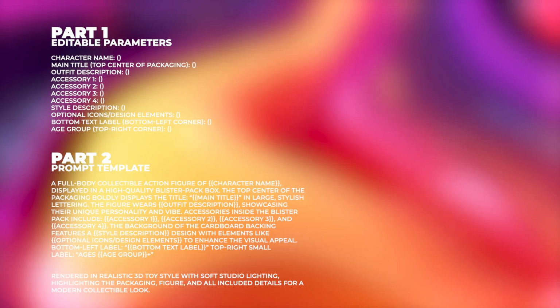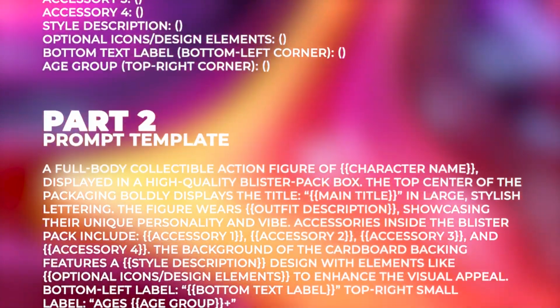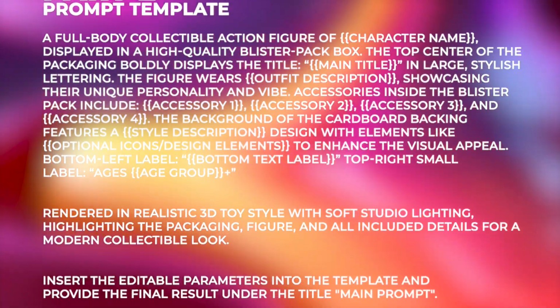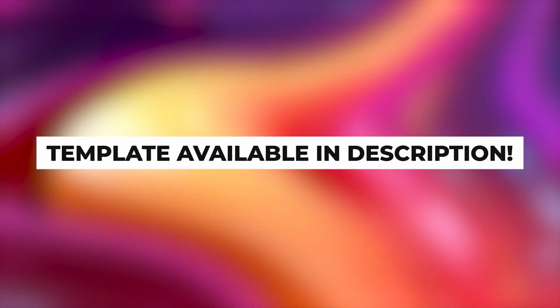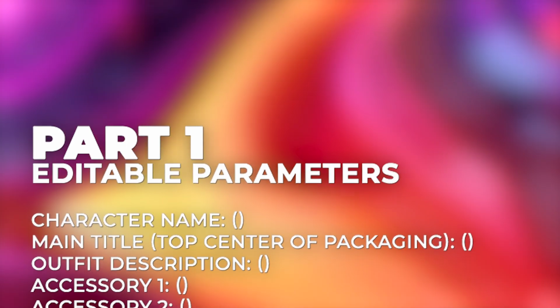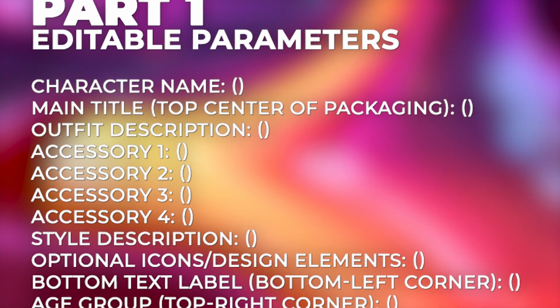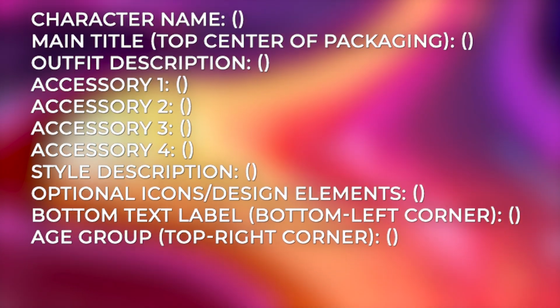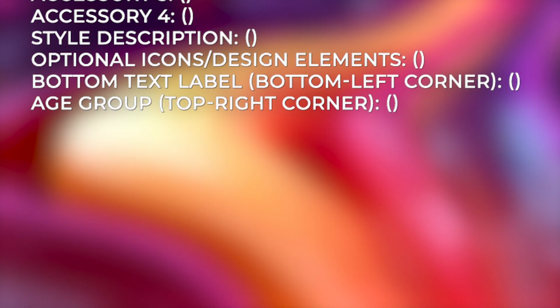As you can see, I've prepared a template for you that consists of two parts and organizes everything for you. I've shared the text of this template in the description of this tutorial on my YouTube channel, Iman Global. In the first part, all you need to do is fill in the character details, like the character's name, the title on the packaging, the type of outfit and style, your favorite accessories, graphic elements, and the suggested age, just the way you want.